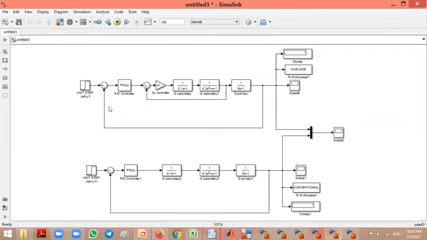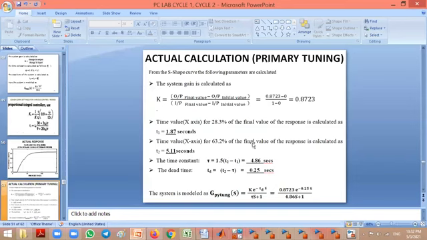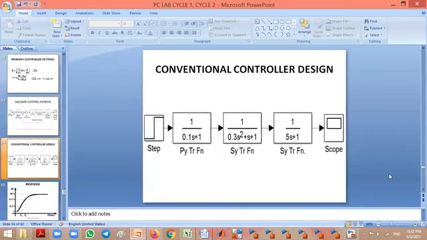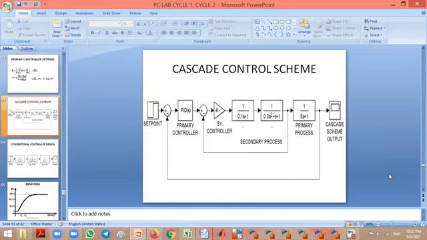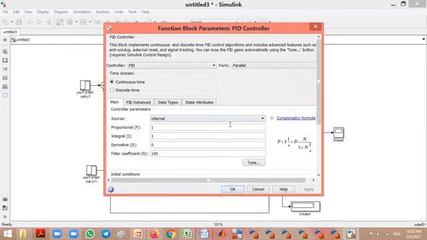Now this is the cascade control scheme. In the cascade control scheme we have to implement the gain values. What are the gain values we have found? Using this formula we have found the gain values as 20.1 and 1.32. So you make the proportional gain 20.1 and the integral gain 1.32.